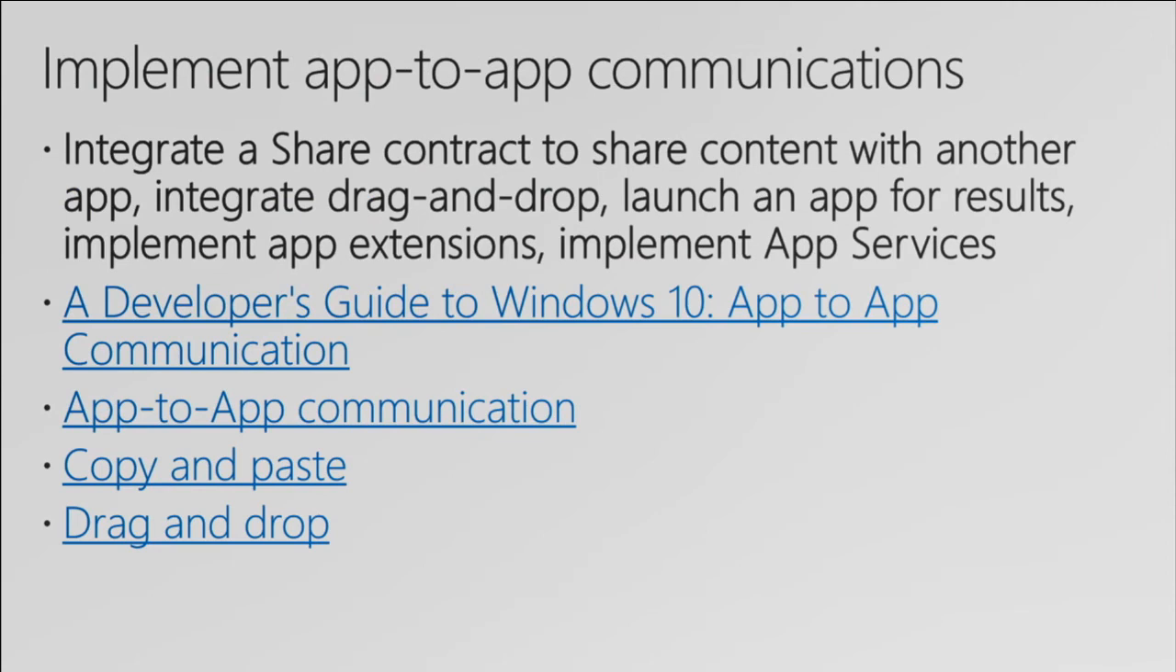App-to-app communications. So applications can talk to each other using the share contract. It's one of those things I say has a bit of a learning curve. If you've never done it before, definitely review all these links. But essentially, you can implement a share contract, and your application can share things out to other applications, or you can receive things shared from other applications.